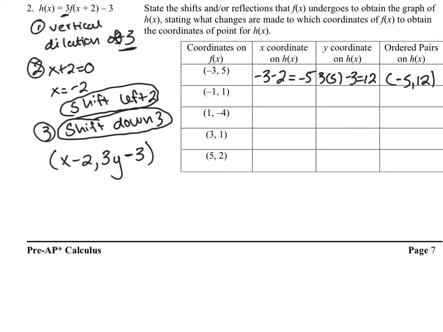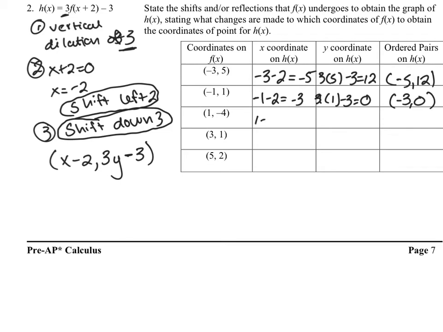Now, moving on to the next one. X value, -1 minus 2. -1 minus 2 is -3. Y value, okay, we multiply 1 by 3. Our Y value is 1. Subtract 3. So 3 minus 3 is 0. So -3, 0. Okay? All right, moving on.